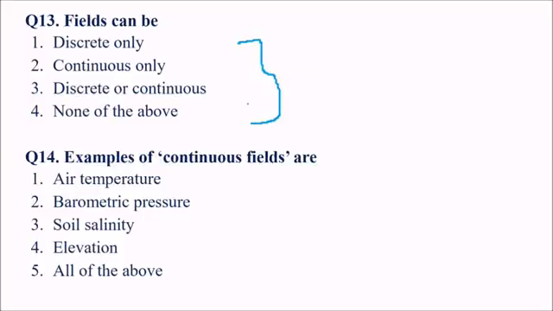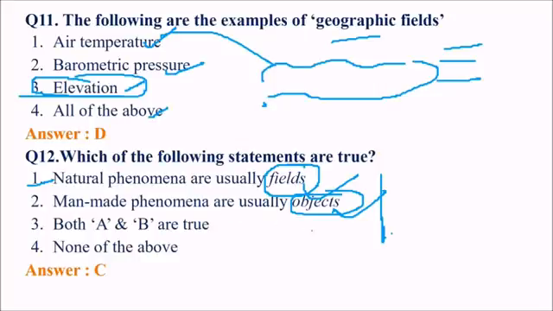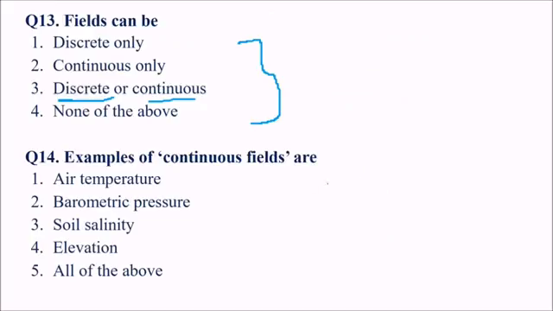Next is, fields can be what? We have seen just in the previous question. Fields can be, the answer is C. They can be discrete also, they can be continuous also. As you have seen in the previous question, the natural phenomena are usually fields. So a field can be either continuous or discrete.